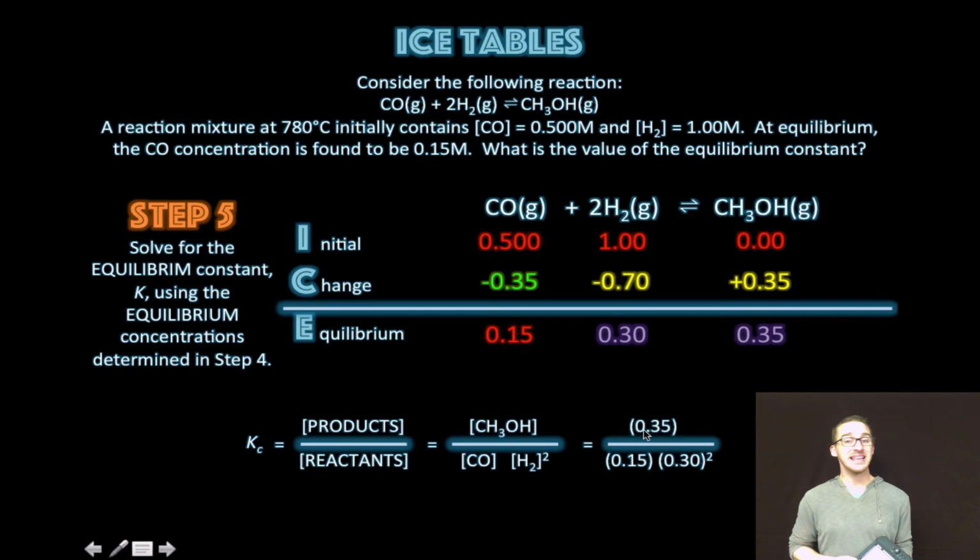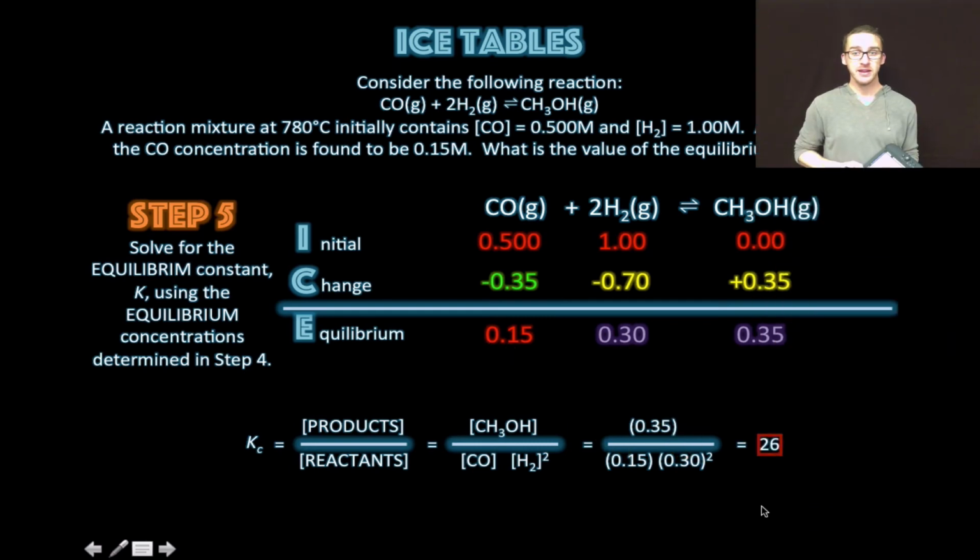Plug in our equilibrium concentration values, then just bust out your calculator and solve. 0.35 divided by parentheses, 0.15, close parentheses, new parentheses, 0.30, close parentheses, squared, close parentheses, enter. And that's how we get 26. Boom.